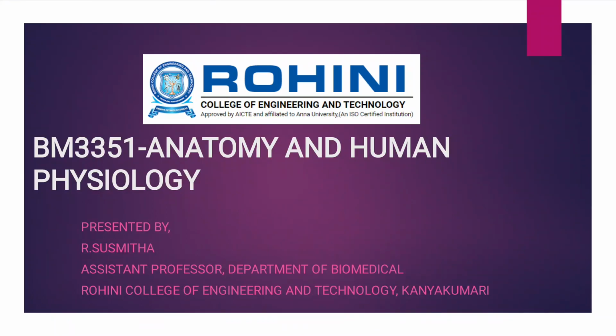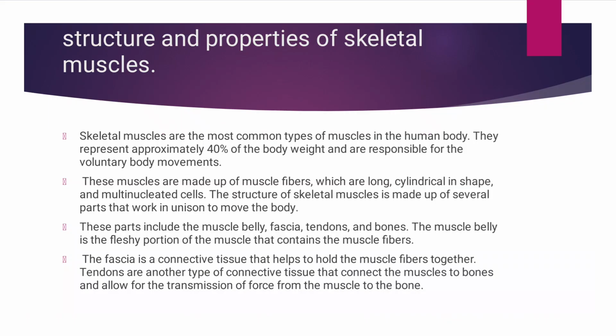Hi everyone, I am going to present a topic on structure and properties of skeletal muscles. The skeletal muscles are the most common type of muscles in our human body. These muscles are made up of muscle fibers, which are long, cylindrical in shape and multinucleated cells.